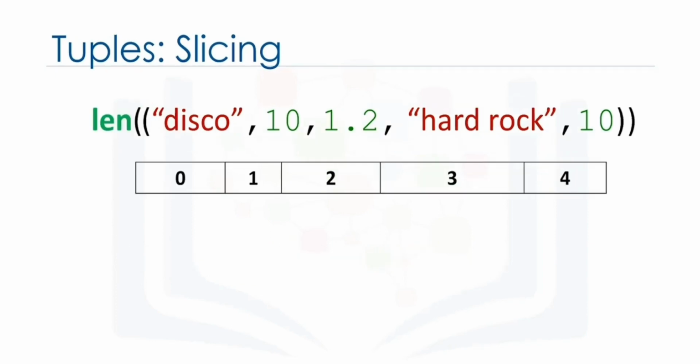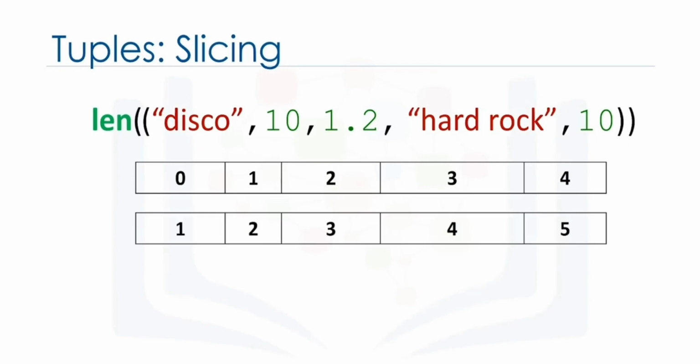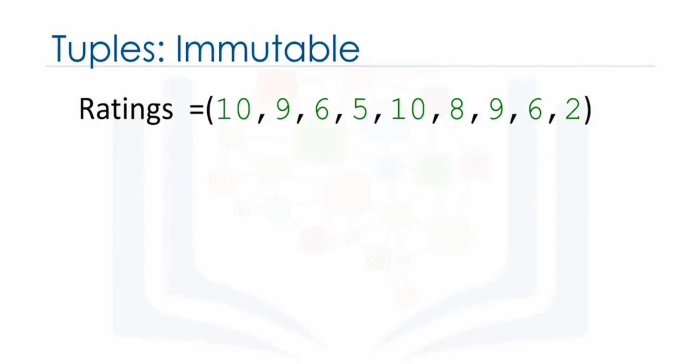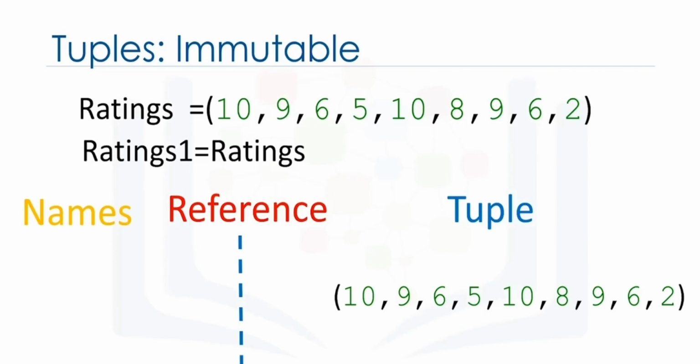We can use the len command to obtain the length of a tuple. As there are 5 elements, the result is 5. Tuples are immutable, which means we can't change them. To see why this is important, let's see what happens when we set the variable ratings1 to ratings. Let's use the image to provide a simplified explanation of what's going on.